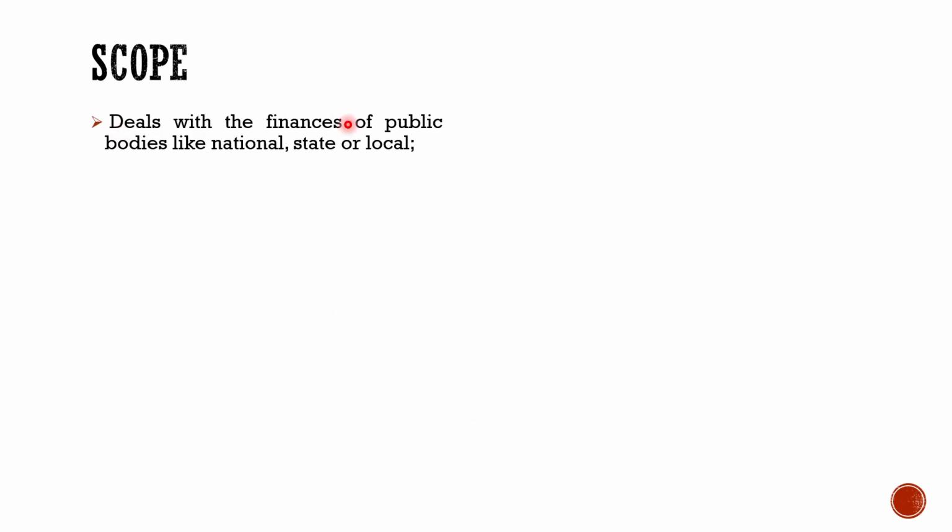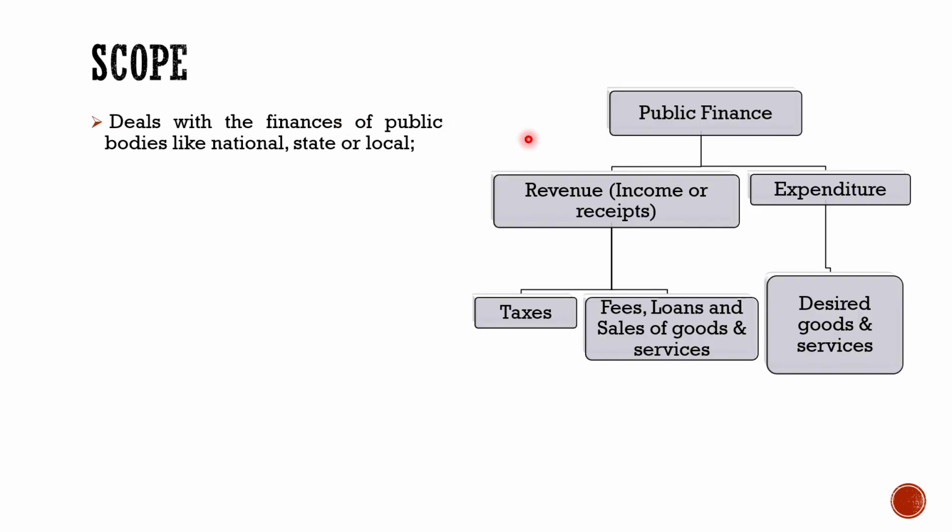Now, the scope of public finance. As we have already mentioned, it deals with the finances of public bodies like national, state, or local. And we can have two parts of public finance: one is receipts or income, and the other is expenditure. Expenditure is done for the production of desired goods and services, and for some necessary items. And the receipts come from taxes, which are compulsory payments, and from non-tax sources like fees, loans, and sales of goods and services. This is how the revenue is generated.